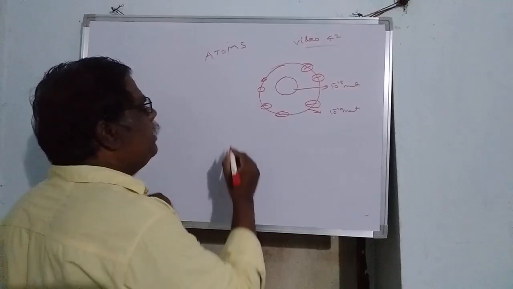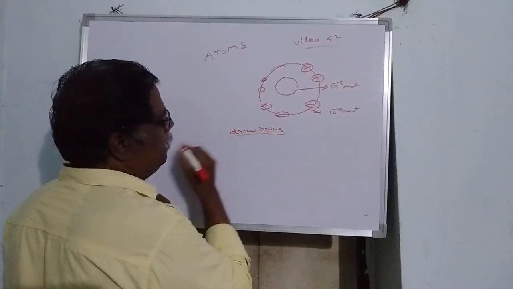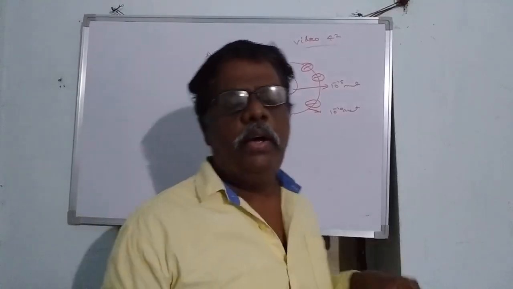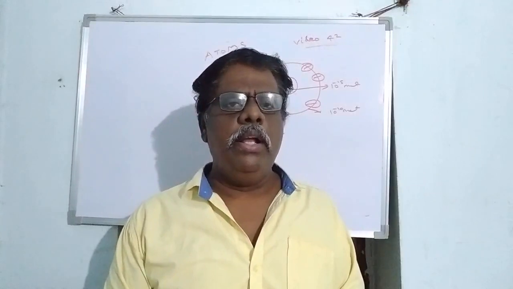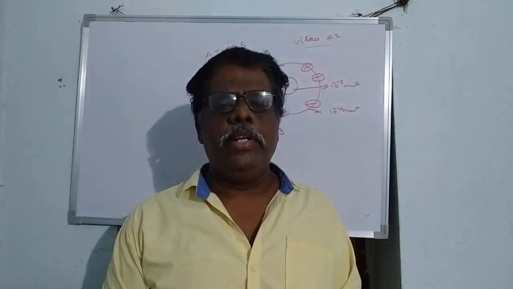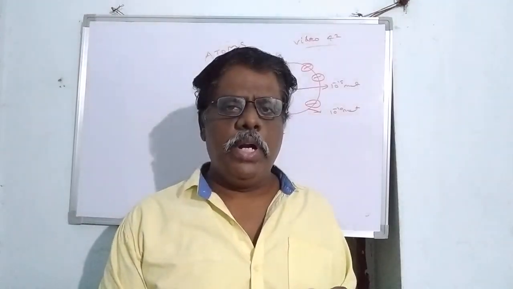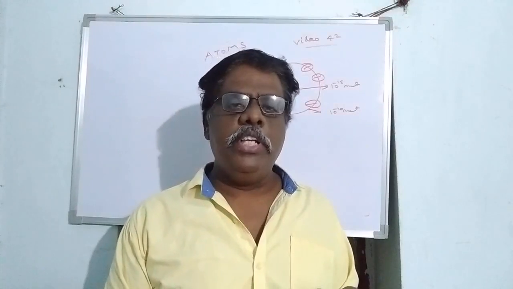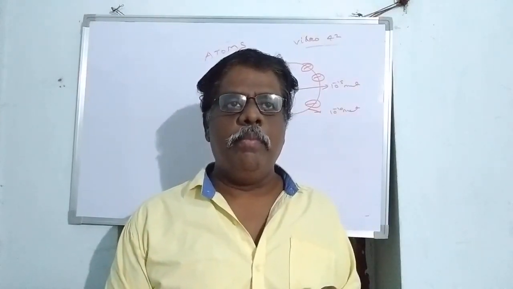Okay, it has two drawbacks. This may also be asked for 2 marks. What are the important drawbacks of this Rutherford atomic model? Rutherford atomic model could not explain anything about the stability of the atom, and it explains only the line spectrum, could not explain anything about the continuous spectrum. These are the two important drawbacks of the Rutherford atomic model.